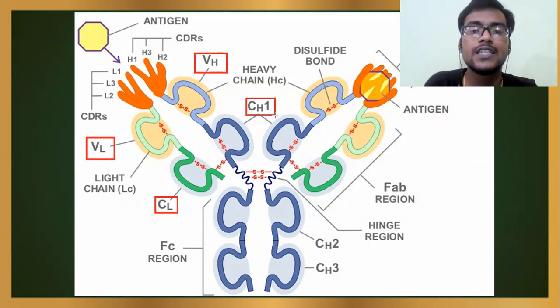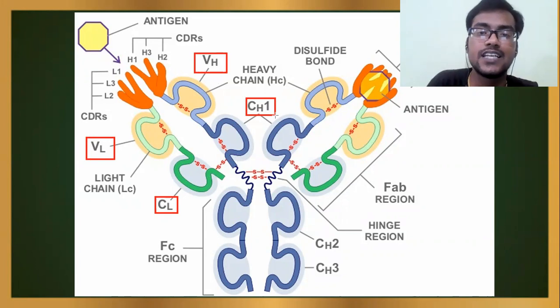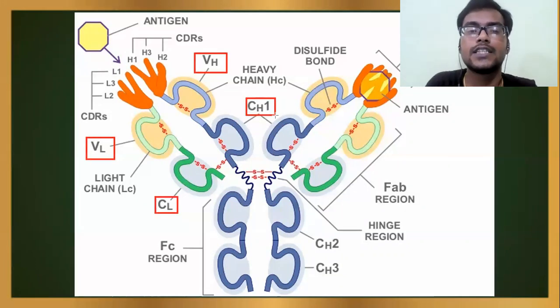Constant region means they never change their sequences. Their sequence is always the same throughout the generations. There are 5 types of antibodies, and their sequences never change. That's why it is known as the constant region of heavy chain. This is the constant region of heavy chain 1. This is the constant region of heavy chain 2.